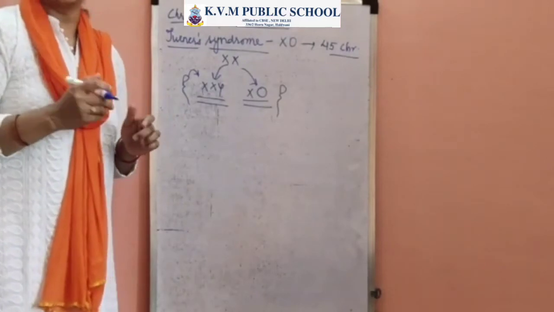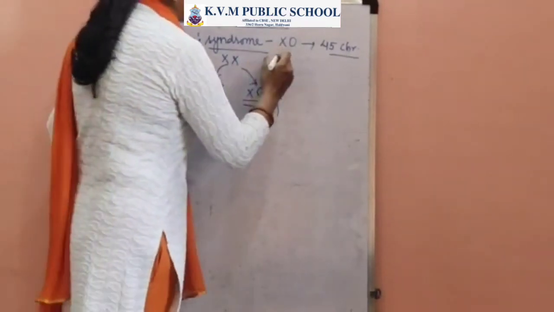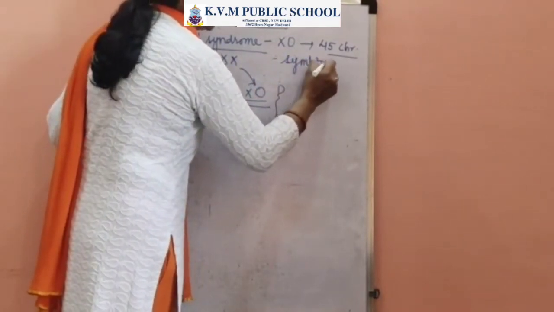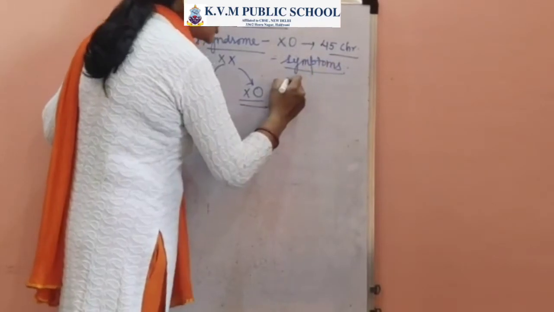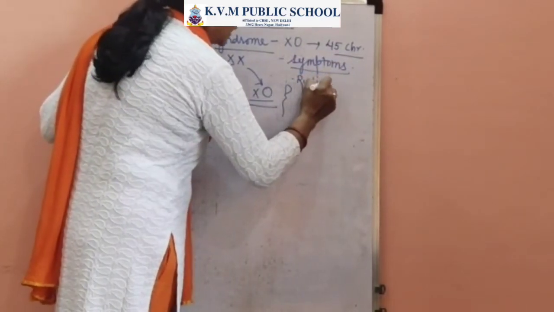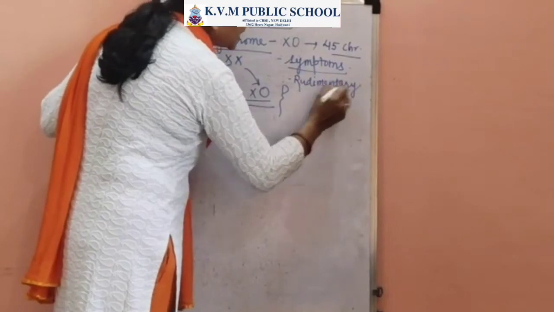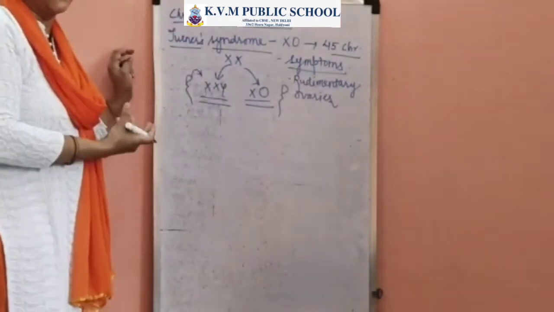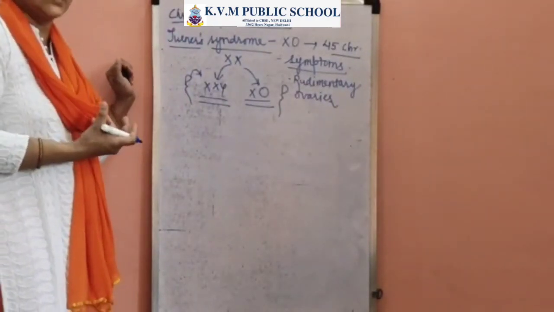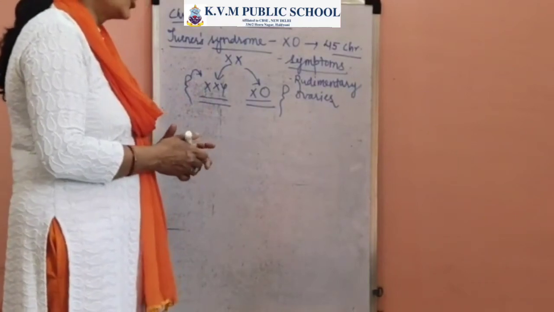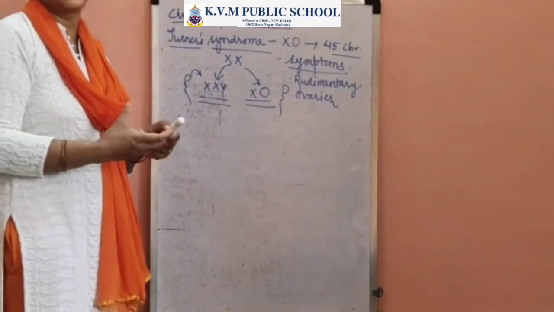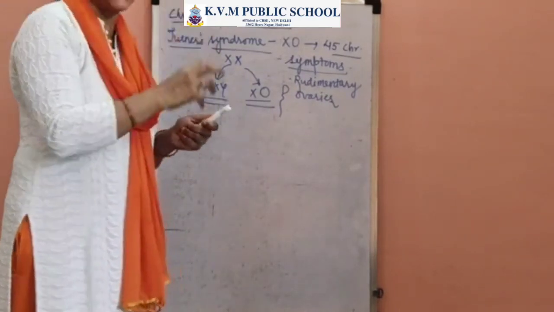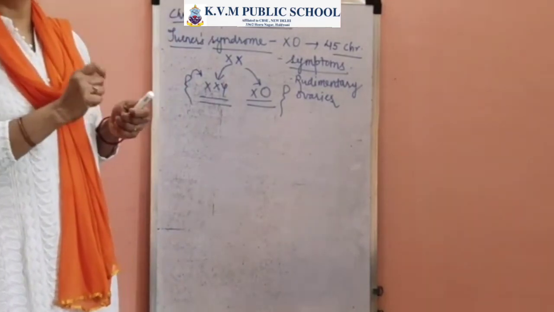Such females will have rudimentary ovaries. When we talk about the symptoms of individuals who have Turner syndrome, such females will have rudimentary ovaries. The process of the menstrual cycle will get affected because they are underdeveloped females. The secondary sexual characters will also not be properly developed. So these related disorders will be observed when a person is suffering from Turner syndrome.